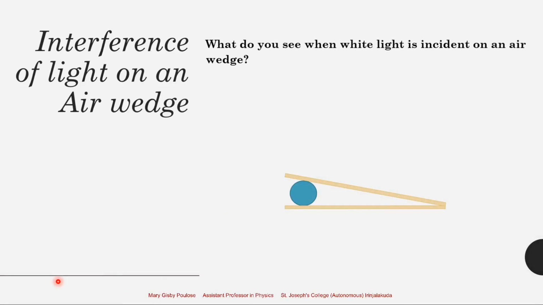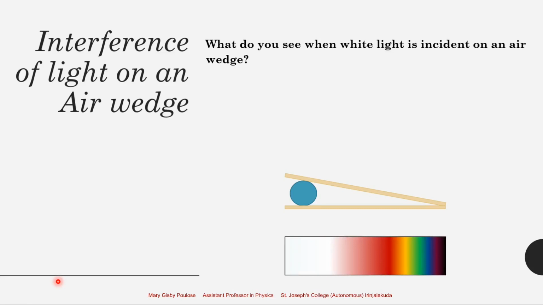Now, what happens when white light is incident on an air wedge? Till now, we had been seeing this air wedge through monochromatic light. Now, what happens when white light is incident on an air wedge? We see a pattern like this upon this air wedge. So at the closed end, it will be dark in color, and from there we see a colored pattern varying from violet to red. And towards the other end, the colors all overlap over each other, and hence the film appears white.